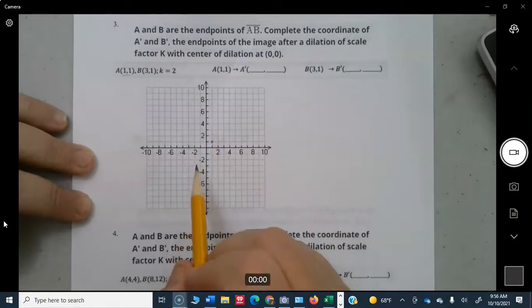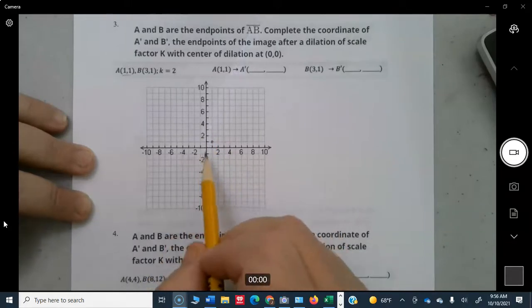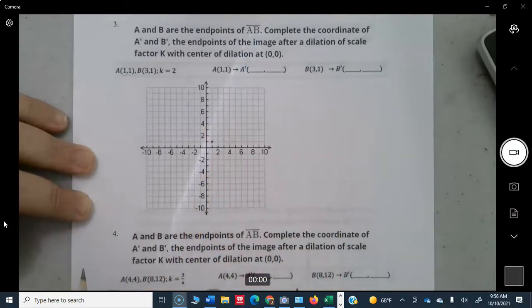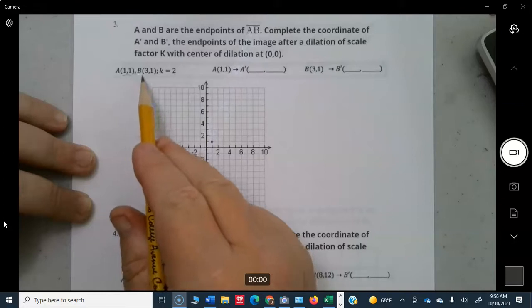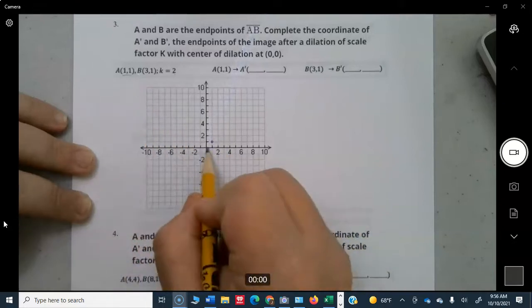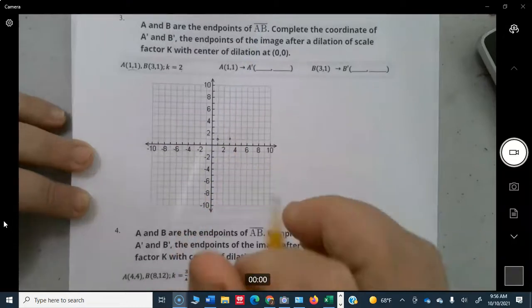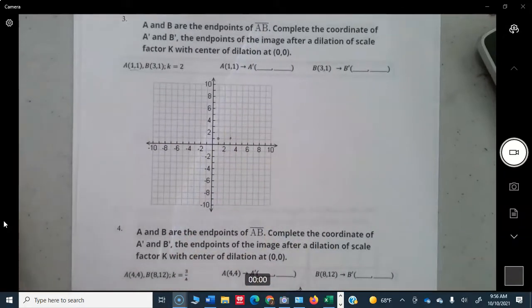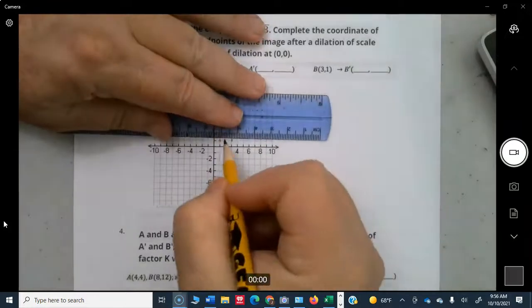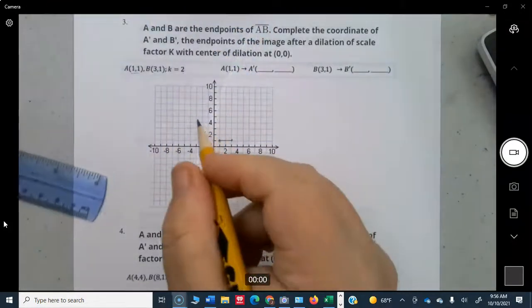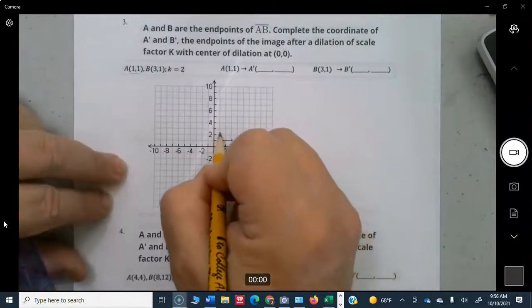They don't have to be the same. They don't have to be 1, and they don't have to be the same as each other. So you need to watch out for that. So the first one was 1, 1, and the second one, B, is 3, 1. So we're going to go 1, 2, 3, and up 1, right there. So that's our original line. Okay, and we can label that. I have to write kind of small.